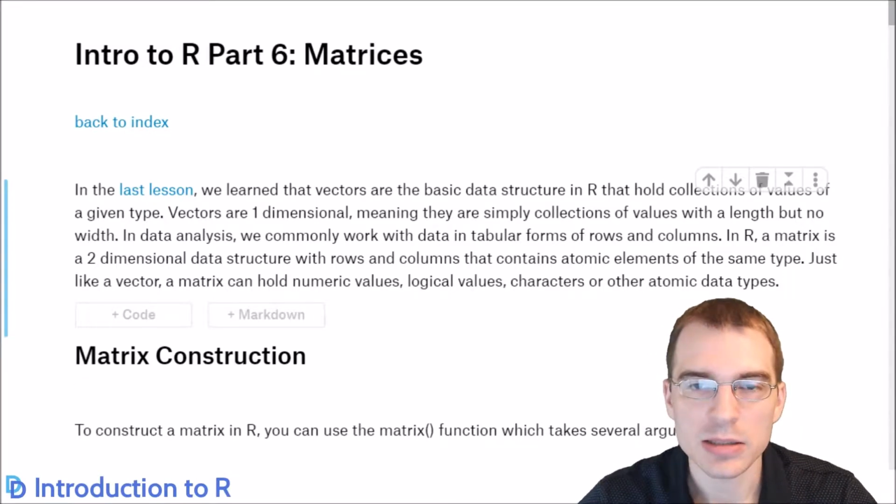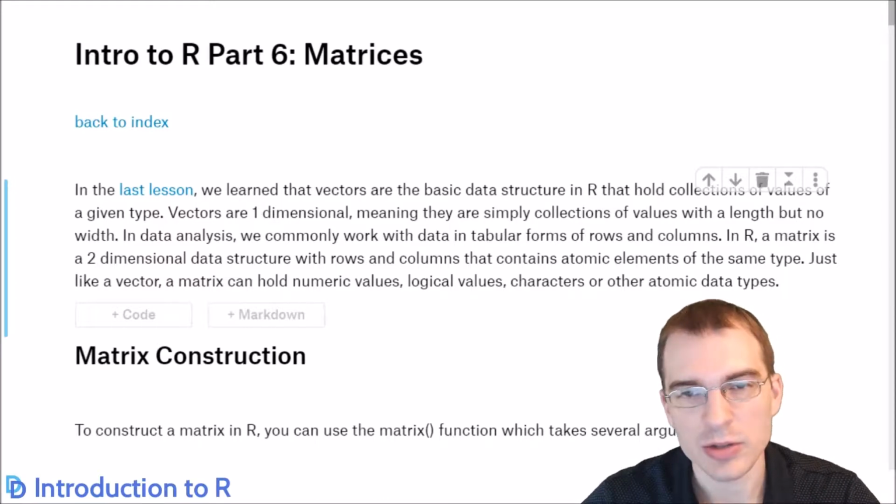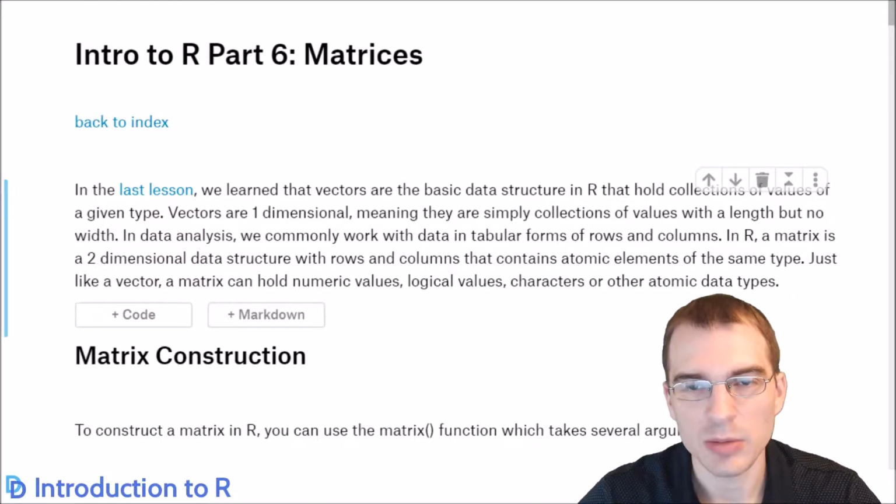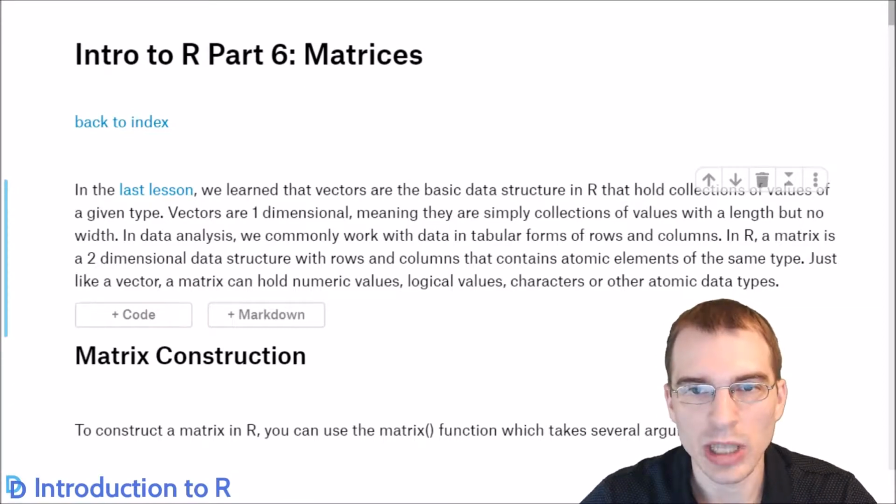Now in the last lesson we learned about what vectors are in the R programming language, which are essentially one-dimensional lists of values of the same atomic data type. A matrix is similar to a vector in that it only holds values of the same atomic data type, but instead of only having one dimension, length, matrices have two dimensions. So they have both width and height, essentially rows and columns.